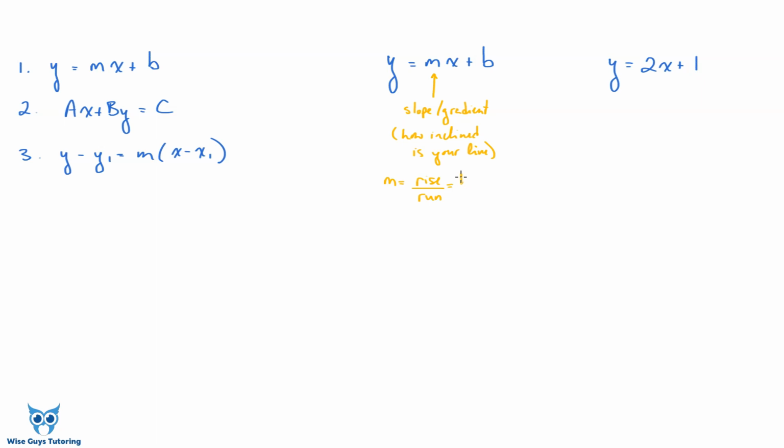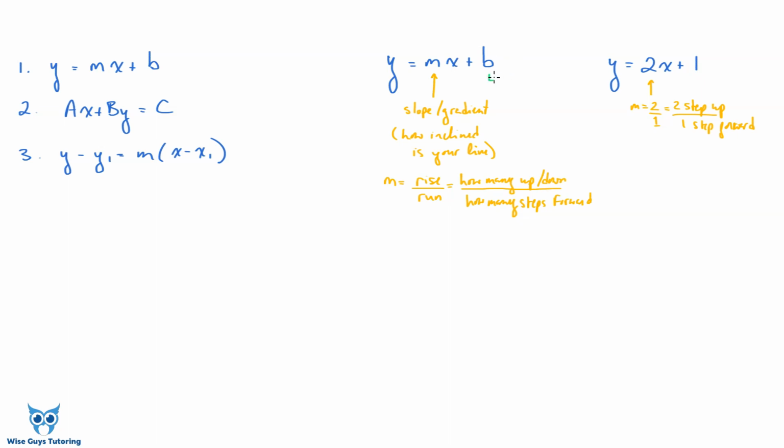So this is how many steps up or down, as we'll see, over how many steps forward. By forward, basically I mean right. Okay, in this case my slope is 2, and we know when there is no denominator, it's the same as saying 2 over 1, right? So this is going to be 2 steps up for every 1 step forward. And I'll show you what that means in a graph in a sec.